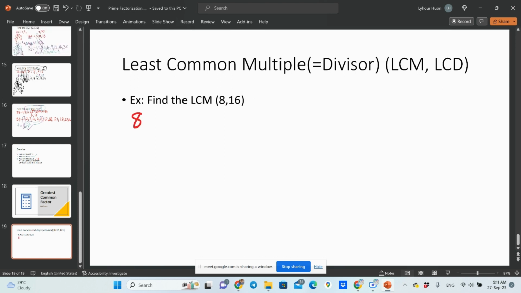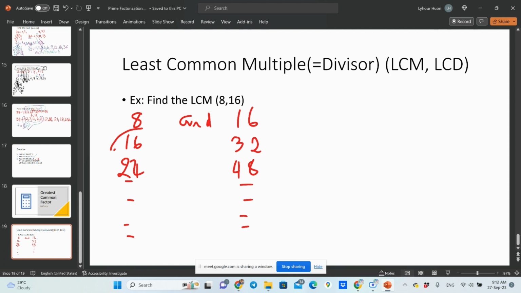What are the multiples of 8? Not the factors, the multiples of 8: 8, 16, 24, and so on. And for 16, we have 16, 32, and so on. So the least common multiple of 8 and 16 is the smallest number we have in common, which is 16 here.